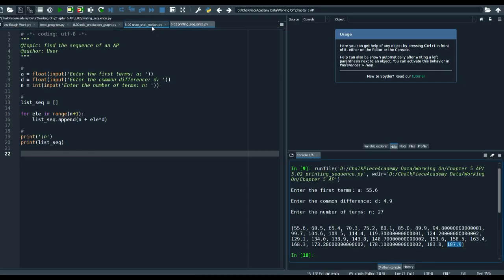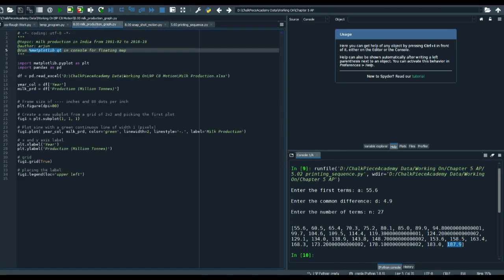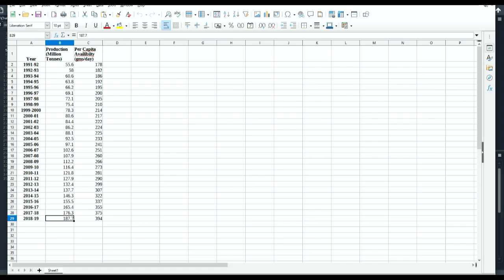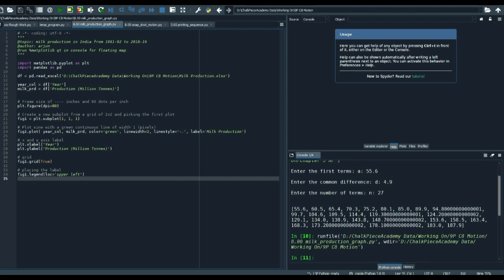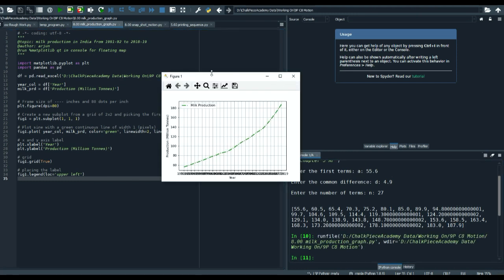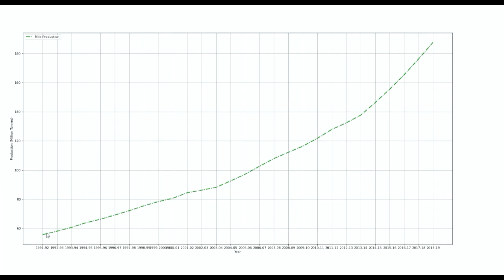So let's look at the graph of this milk production. We have the data, so it's easy to plot, not a big deal. So I'm going to plot. This code is going to take this data from this particular file and it's going to show the result. So this is your graph.